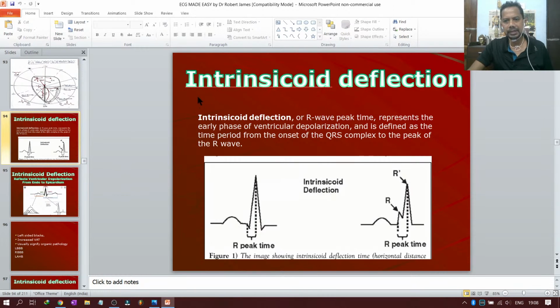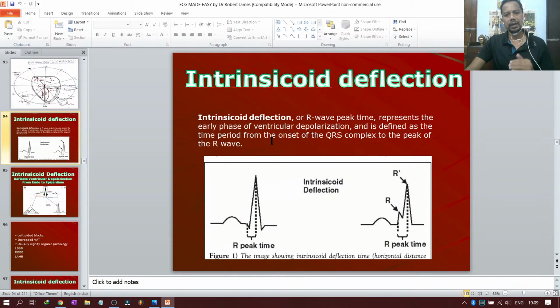Okay, so this is intrinsicoid deflection. There is something called intrinsicoid deflection, which all of you should know to become very good interpreters of ECG. Intrinsicoid deflection is from the beginning of the Q wave till the tip of the R wave. That deflection, from where the R wave starts converting into an S wave, the distal limb of the R wave starts. Intrinsicoid deflection should not be more than 0.05 milliseconds.